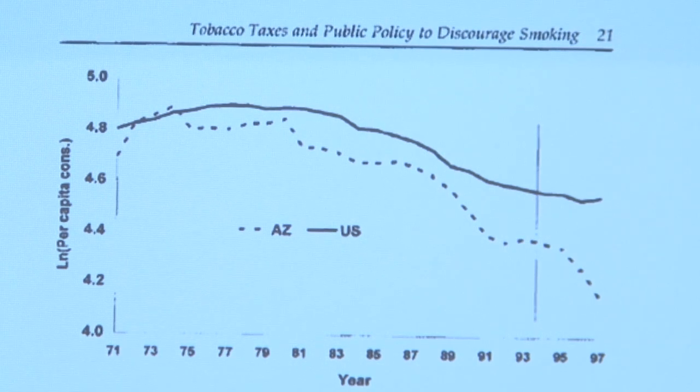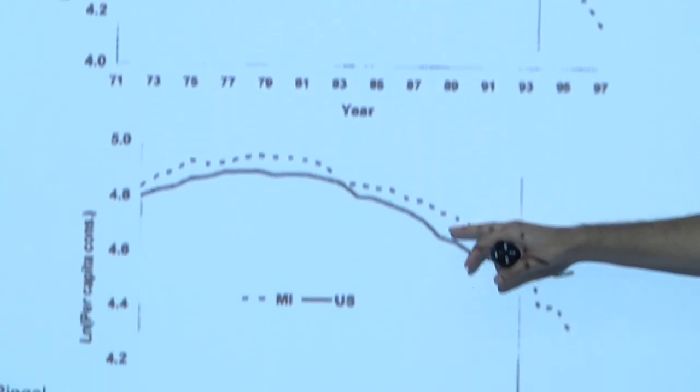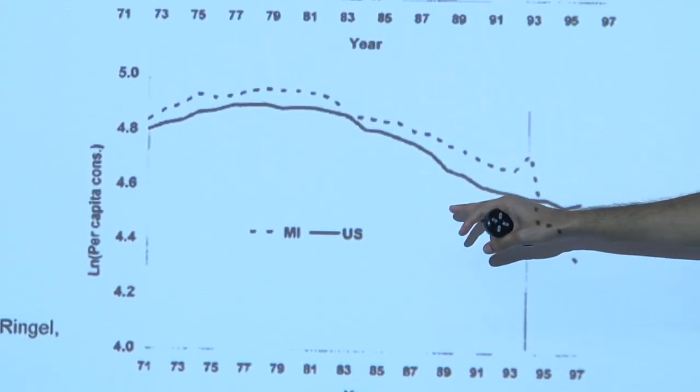Y-axis is log per capita consumption of cigarettes, okay? And then this is where there was a tax reform in each of these states, in Michigan and Arizona, where they raised taxes on cigarettes significantly, okay? Shown by the vertical line here. Now, the upper panel compares Arizona to the US as a whole. The rest of the US is being used as a counterfactual. And then the lower panel is comparing Michigan to the rest of the US, all right?